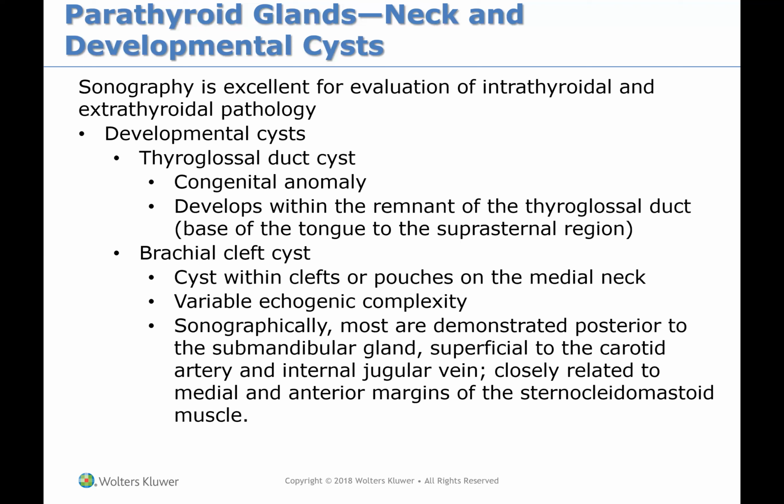You can have thyroglossal duct cysts, which is a congenital anomaly, which we'll talk about more in OB2, or branchial cleft cysts, which are cysts within clefts or pouches on the medial neck.